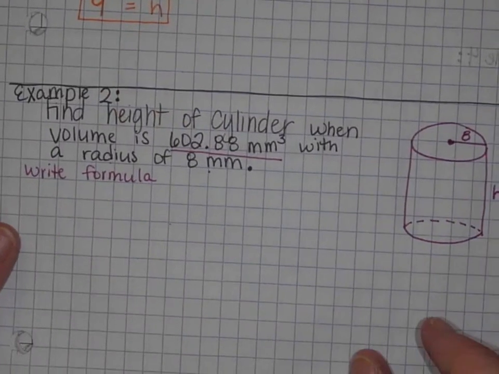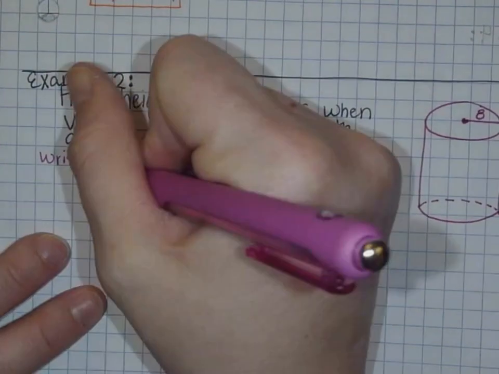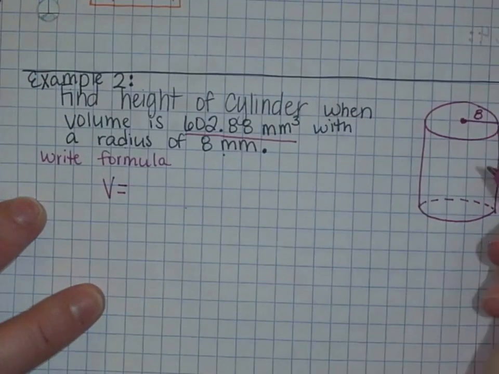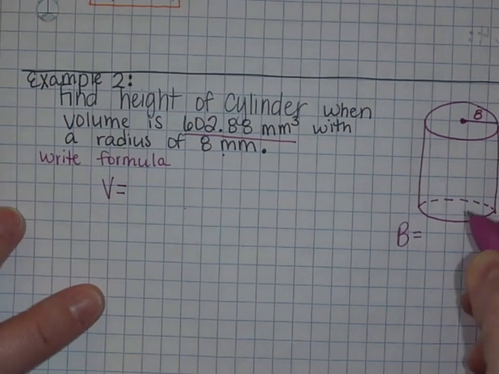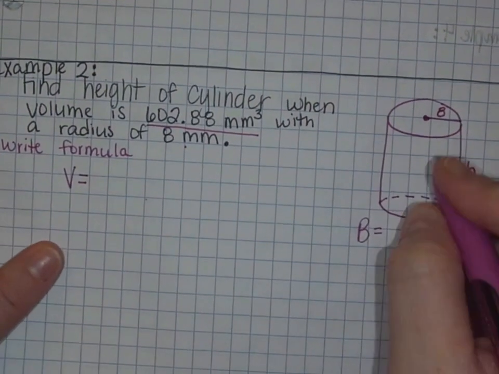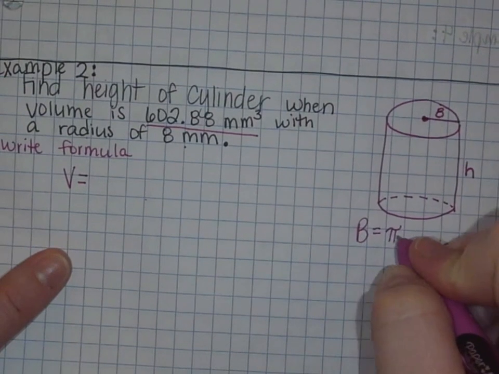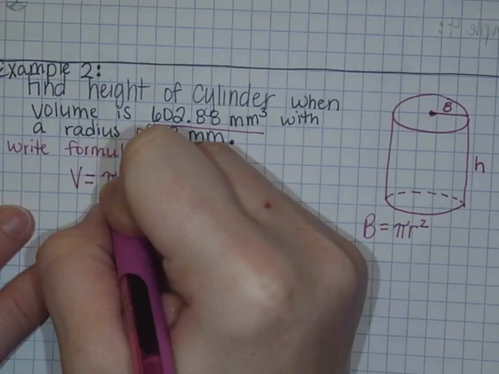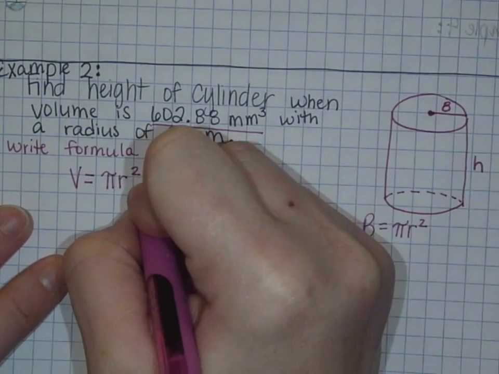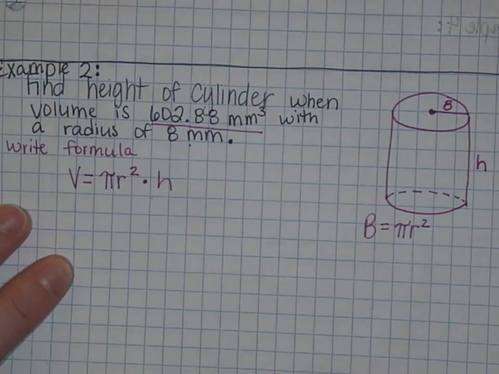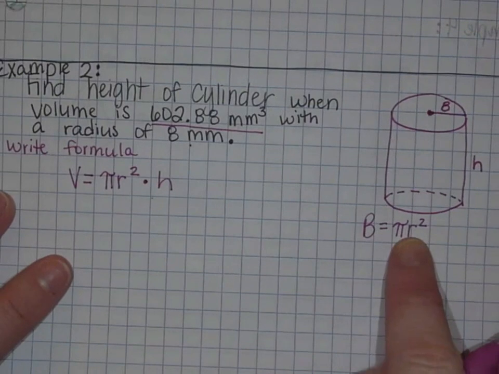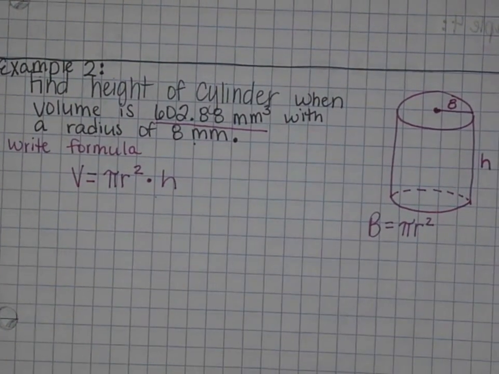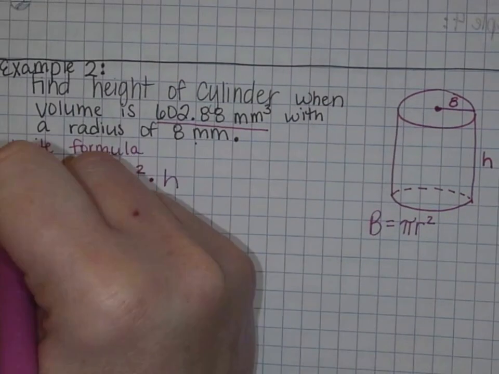So again, oh sorry, you couldn't see me writing that. So volume of a cylinder is volume equals area of the base, which, area of a circle is pi r squared. So we know it's pi r squared times height. So area of the base is pi r squared. So there's our formula. Now we're going to plug in what we know.